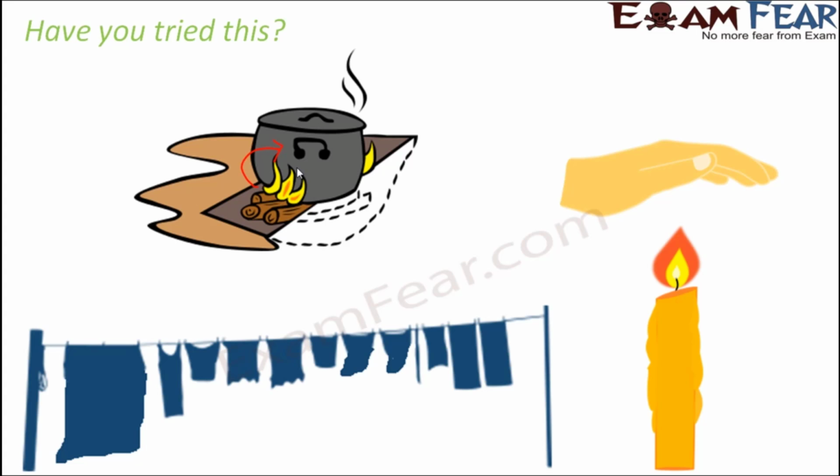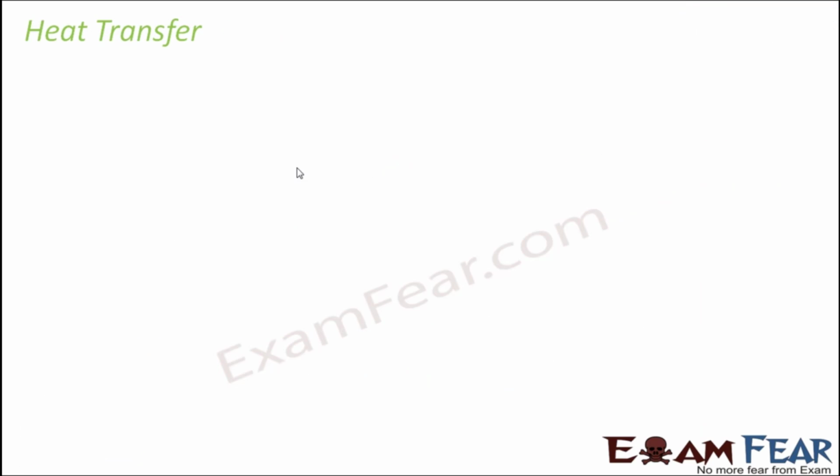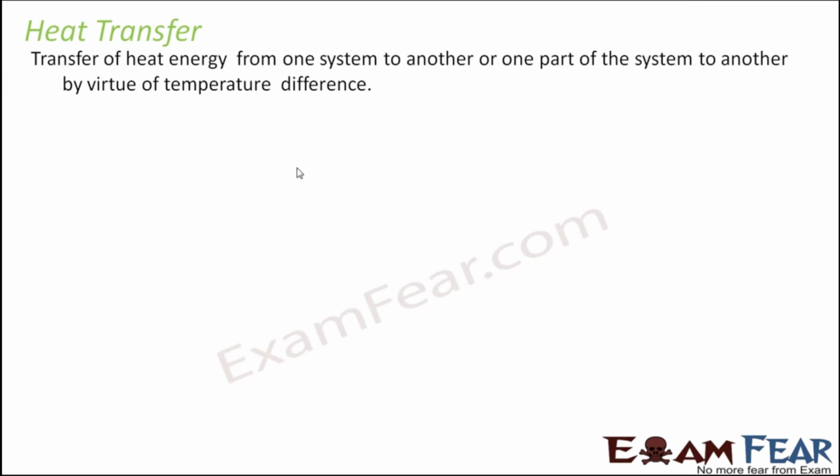Now in this section, we are going to discuss how heat is transferred from one object to another. What are the various ways by which heat can be transferred? So how do we define heat transfer? It is the transfer of heat energy from one system to another, or from one part of a system to another, by virtue of temperature difference.